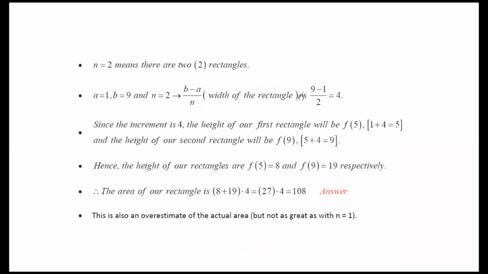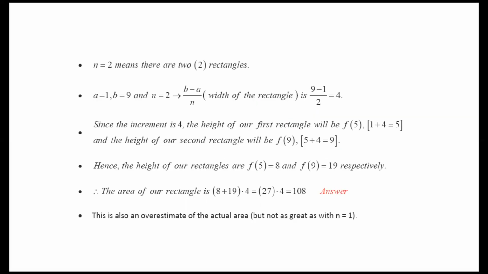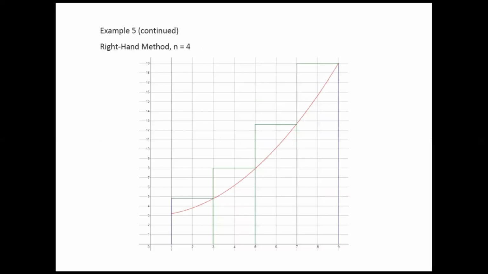So we'll put it all together here. The height of the first rectangle is 8, the height of the second rectangle is 19, and both of them have a width of 4. So we'll add these and multiply by 4. We get 108. This is less than what we had for one rectangle, and we're hoping it will be less because one rectangle is a far overestimate. So we're closing in. We've come down from our previous answer of 152 to now 108. What do you think we're going to do now?